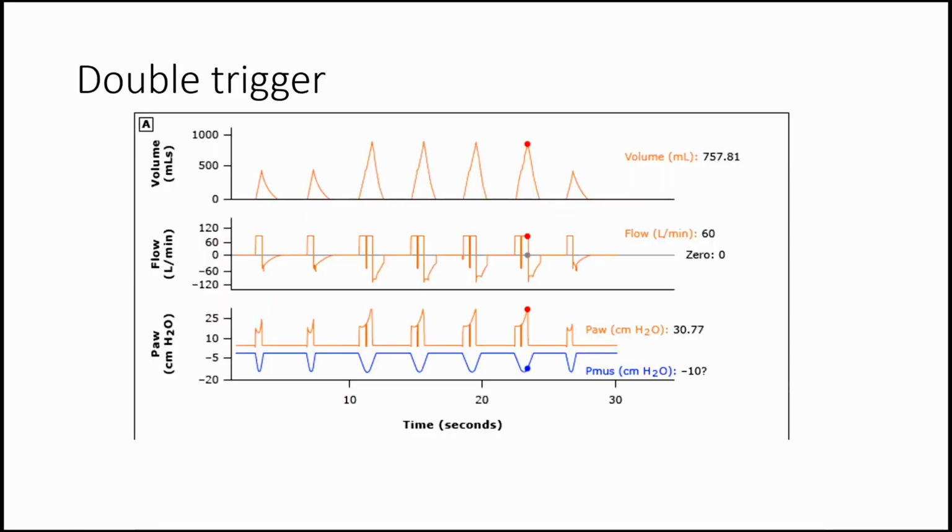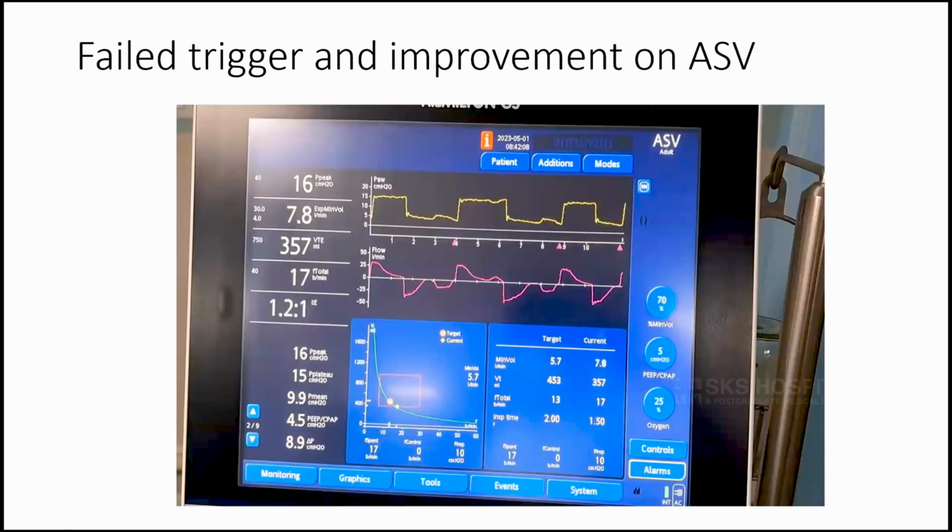So this is a graph you see. The short ones are regular breaths. We set a tidal volume of 500, but then here the patient has a double trigger. If you see here, it triggers here, and the airway pressure goes up, and the total volume has gone up to 757 ml. That is almost 50% more than what you want to administer. So this kind of large tidal volume can become injurious to the lung and can cause barotrauma. So this is what we call double triggering.